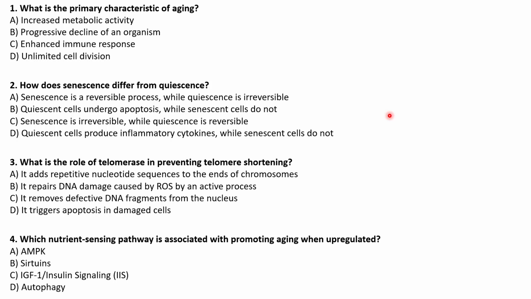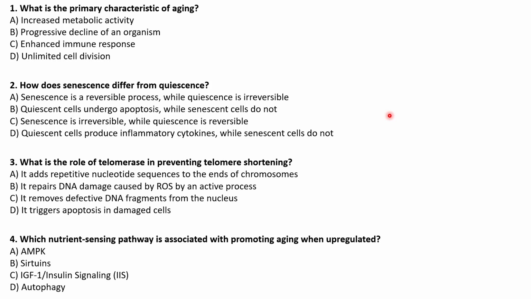Sirtuins also, as I mentioned, SIRT1 through 7, these are important for some anti-aging functions. Autophagy is also a healthy process of the cell where it will essentially degrade damaged organelles and damaged parts of the cell, and then recycle all those raw materials and ingredients of those cells to improve the cell. So autophagy, sirtuin activity and the AMPK pathway, these are actually anti-aging when they're upregulated, okay?